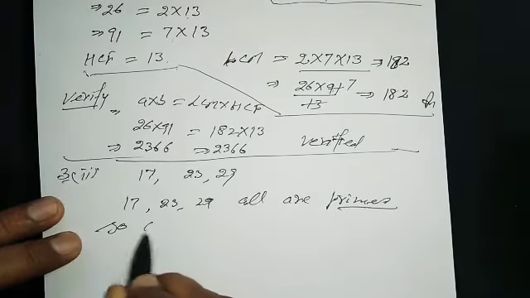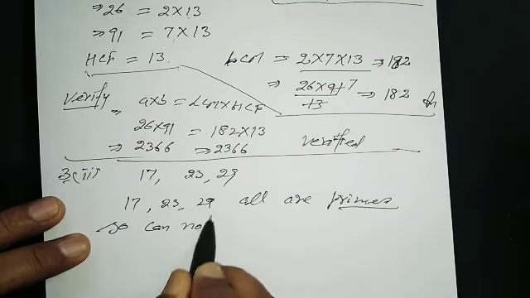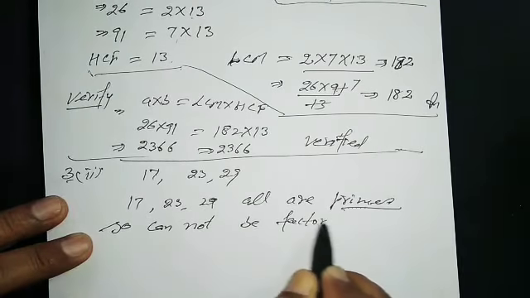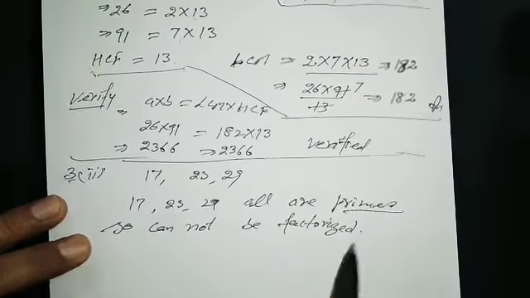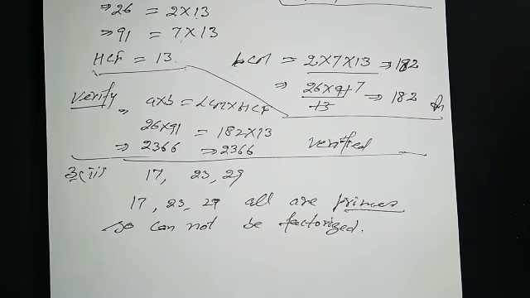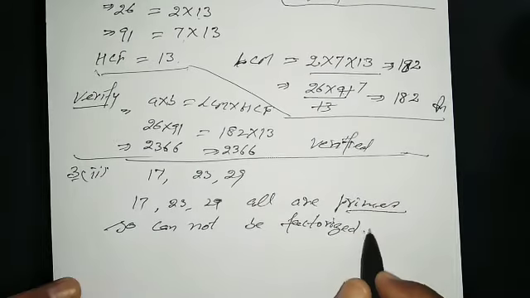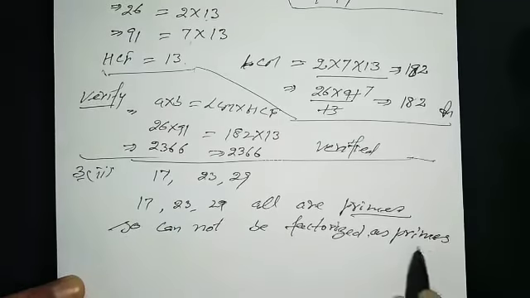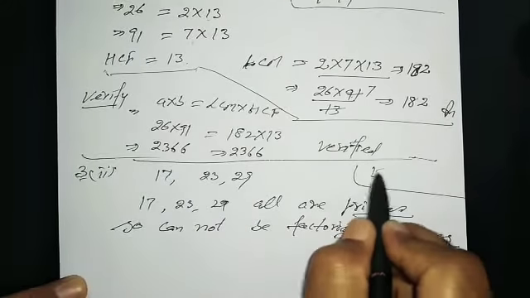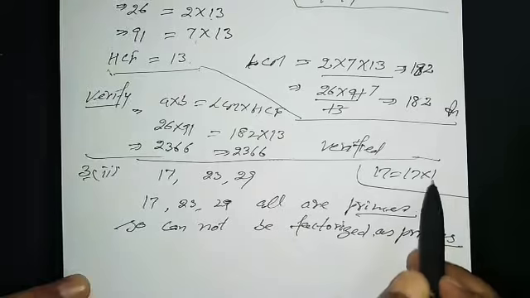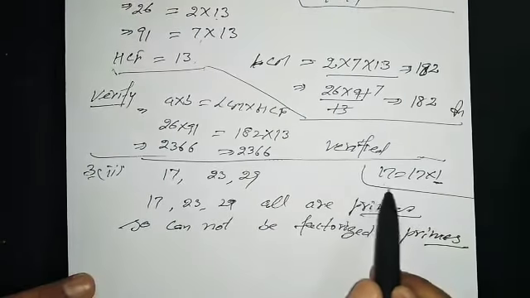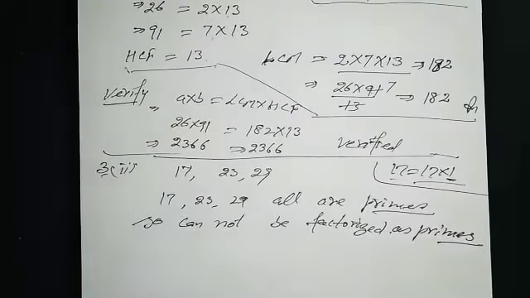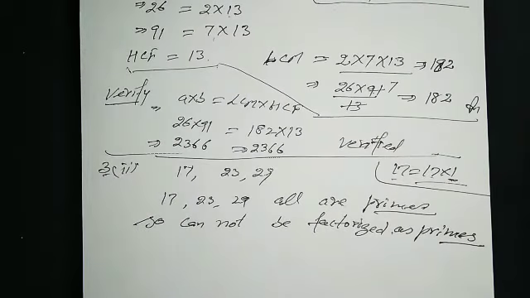So cannot be factorized as primes. I again tell you, if you write 17 as 17 into 1, 1 is not prime. So this 17 cannot be written as 17 into 1 because of the fundamental theorem.